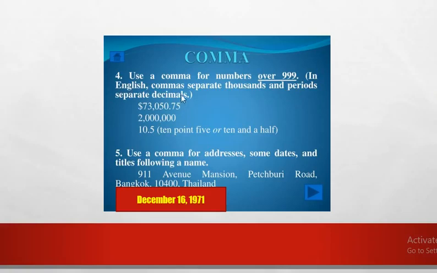Comma is also used for numbers over 999. In English, commas separate thousands and periods separate decimals. Periods mean full stop, dot.